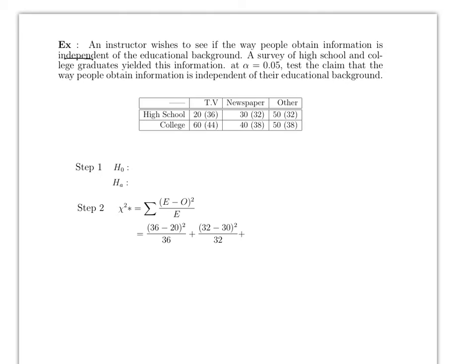But anyways, here, remember the claim, regardless of what the question says, is going to be the same. The null is row and column variables are independent, and the alternative is row and column variables are dependent. This problem has the number of rows as 2, and the number of columns is 3.